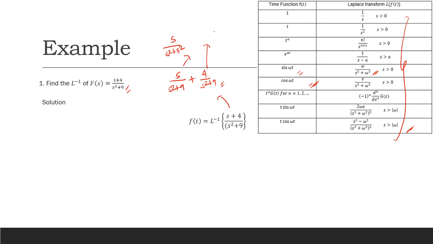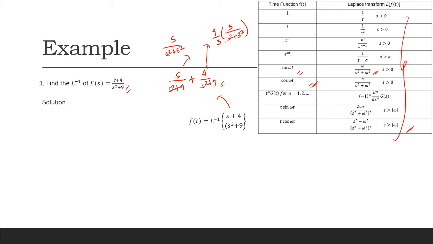ilabas natin yung 4. So, we will have 4 times S squared plus 3 squared. Tapos, ang kailangan natin, omega sa taas. So, lagyan natin ng 3 dito. Pero, maglagay din tayo ng over 3 dito para lang tayo nag-multiply sa 1.